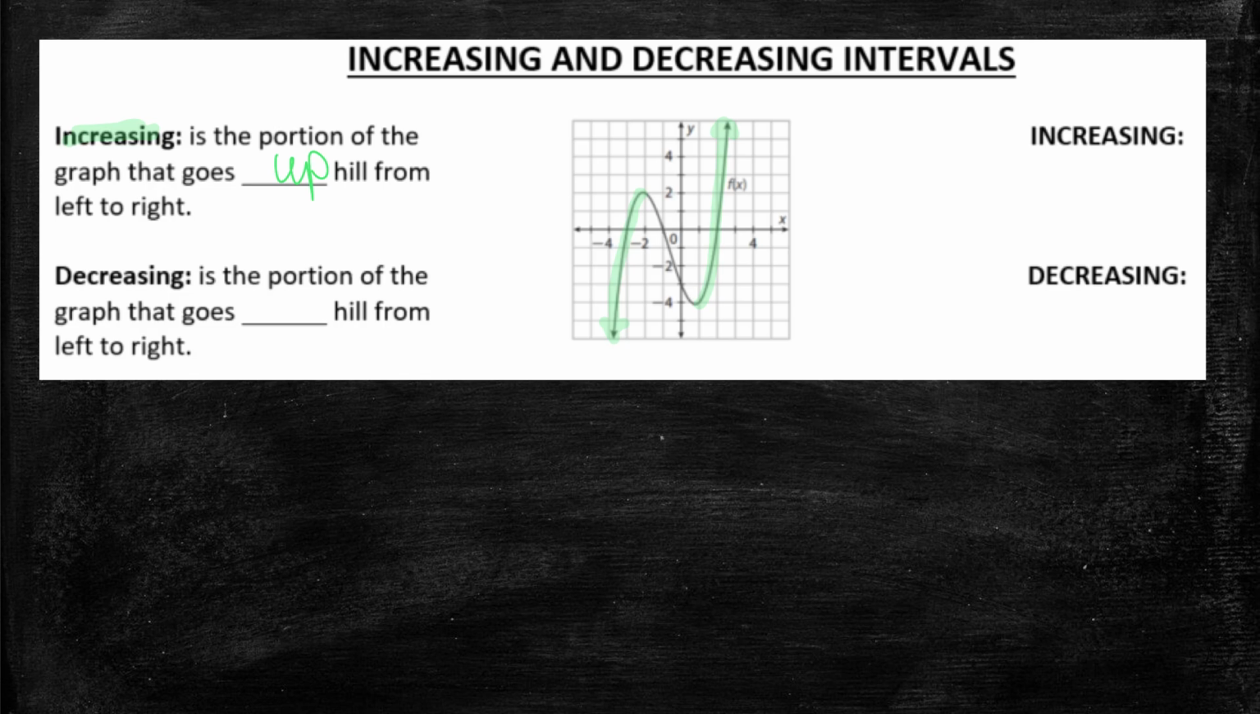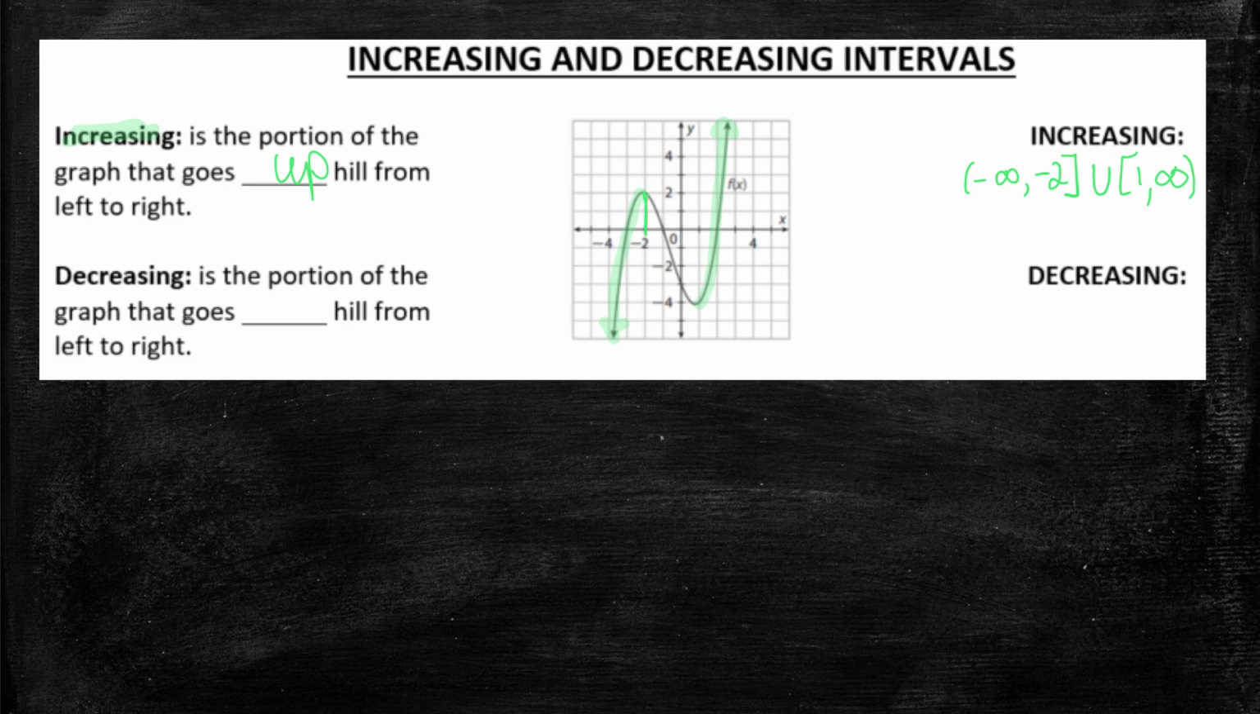So the first one is from negative infinity to the x value of -2. Remember, you always write your intervals based on your x values. Union 1 to infinity.